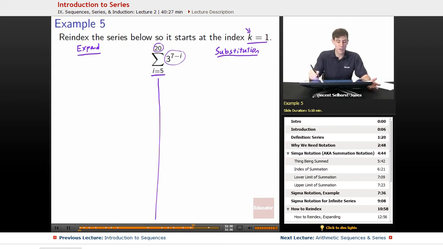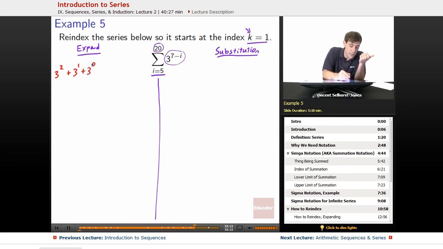All right, so we want to start off by expanding this. If we're going to expand i equals 5, 3 to the 7 minus i, our first thing would be 3 to the 7 minus 5, so 3 to the 2. Plus, and then the next would be 6 for our i, so 3 to the 7 minus 6, so that'll be 3 to the 1, plus, then at 7 we'll have 3 to the 0, plus, and then finally when we get up to an upper limit of 20, 7 minus 20 is -13, so it'll be 3 to the -13. Okay, so that's what we wind up getting out of this: 3 squared plus 3 to the 1 plus 3 to the 0, up to 3 to the -13.